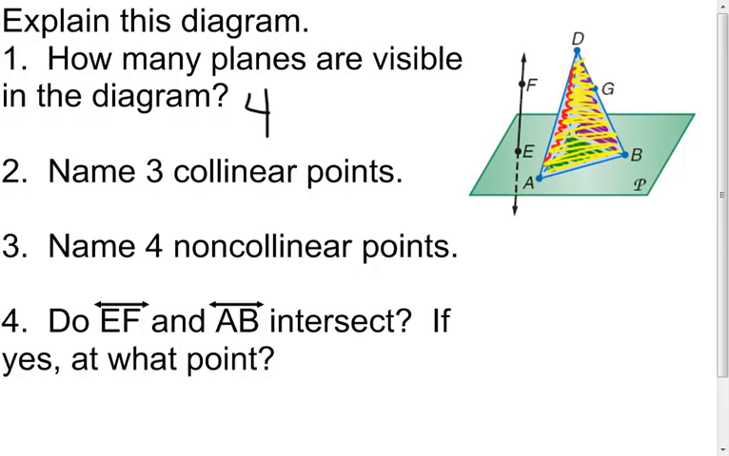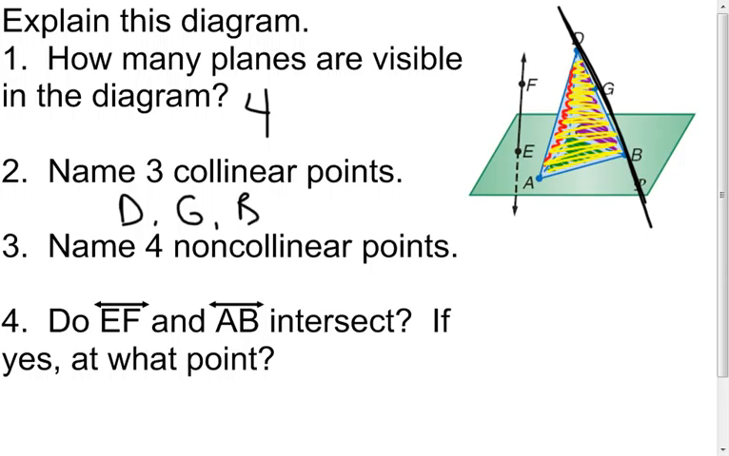Now it says name 3 collinear points. Remember, collinear has to be on the same line. So I've got to find 3 points that are on the same line. Well, I could go F, E, but then there's not a third point on that line. You have point A and point B, that doesn't work. But when I get here, I can go B to G to D. Those 3 points are all on the same line. So my answer can be point D, point G, and point B.